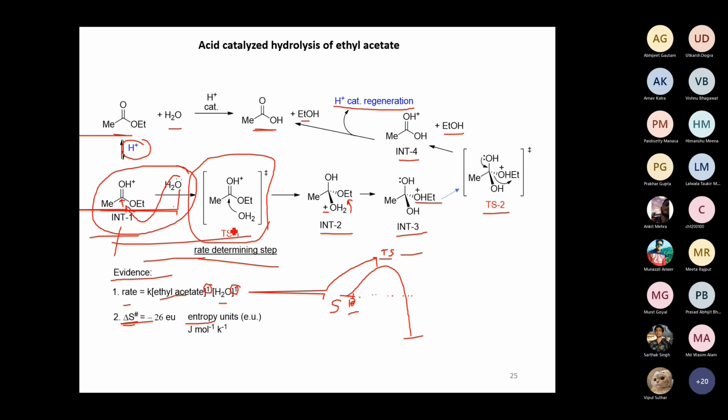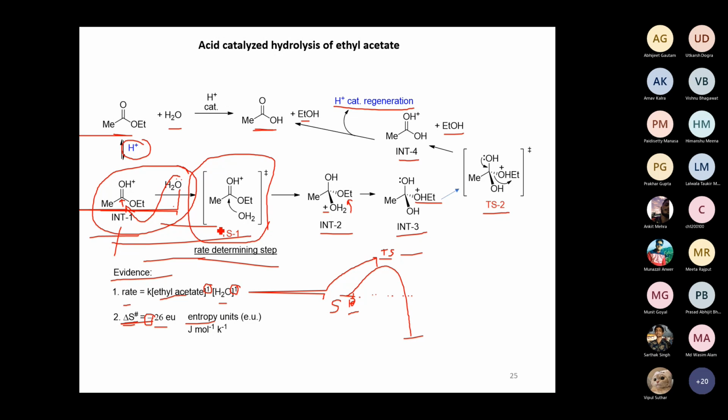So you can see that its experimental value is negative, minus 26. Its value gives a hint about the mechanism: what is the rate determining step? It is a very useful parameter to understand the nature of the transition state. This huge negative value of entropy of activation indicates a huge decrease of randomness from the starting material to the transition state in the rate determining step.